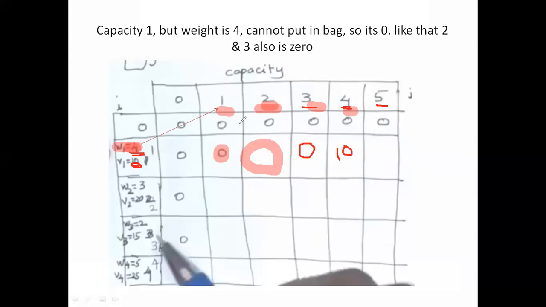Okay, 5 kg bag, weight is 4 kg. Yes, it is possible to insert 4 kg into 5 kg. At that time, what is the previous value? 10. So the same value you have to hold here. Okay, so now we have completed 1 row. Any doubts?